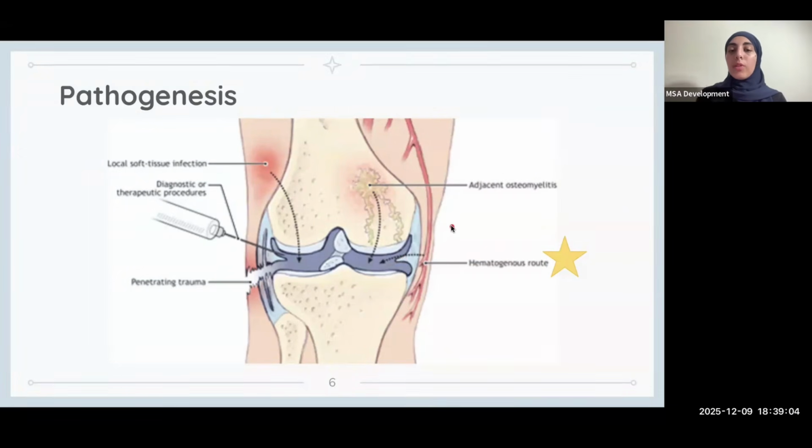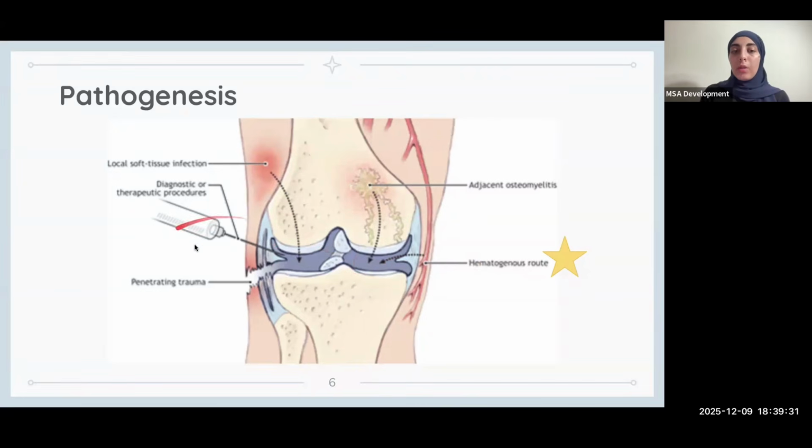Okay. Now, the three other mechanisms are if someone has a nearby infection, let's say they have osteomyelitis, which is infection inside their bone, or they have cellulitis, which is infection in the skin that's overlying the joint. Okay, this nearby infection will just directly move into the joint. Okay, this is not the same as the hematogenous one. Hematogenous is you have bacteria in the blood going to the joint, but these are just infection nearby that's just directly spreading into the joint.